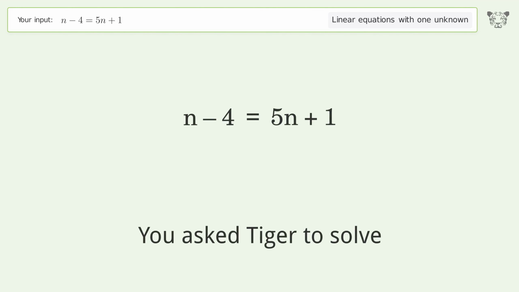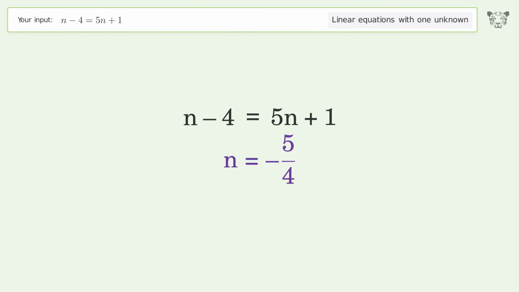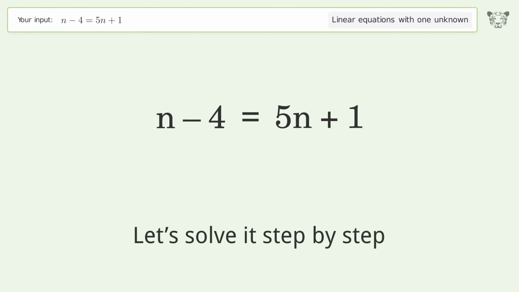You ask Tiger to solve this. This deals with linear equations with one unknown. The final result is n equals -5/4. Let's solve it step by step.